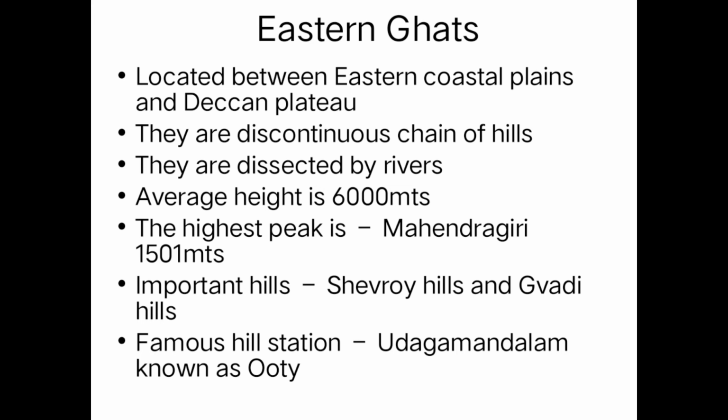Coming to the Eastern Ghats, they are located between the Eastern Coastal Plain and the Eastern Plateau. They are discontinuous because they are dissected by many rivers: Mahanadi, Godavari, Krishna, Kaveri, Tungabhadra, Penna, and many of their tributaries join the Bay of Bengal. The highest peak in the Eastern Ghats is Mahendragiri, with a height of 1501 meters. The important hills here are the Shevaroy Hills and Javadi Hills, and the famous hill station Udagamandalam, also known as Ooty.